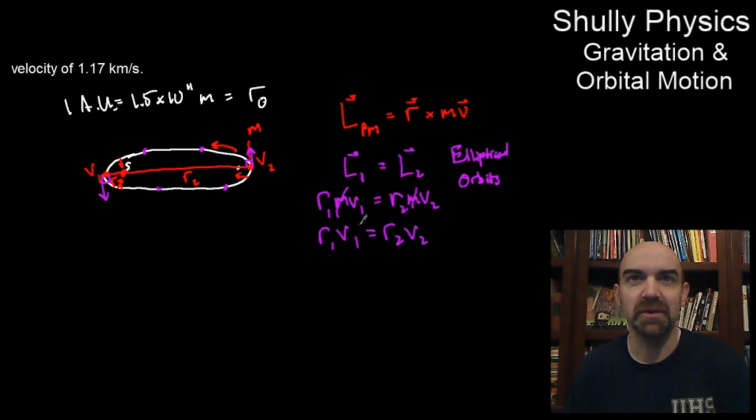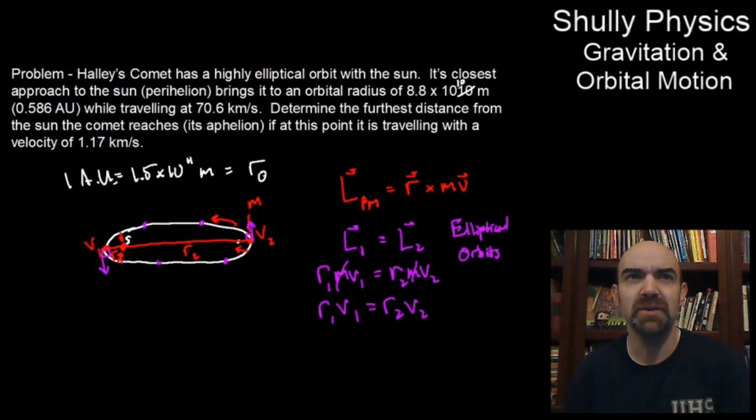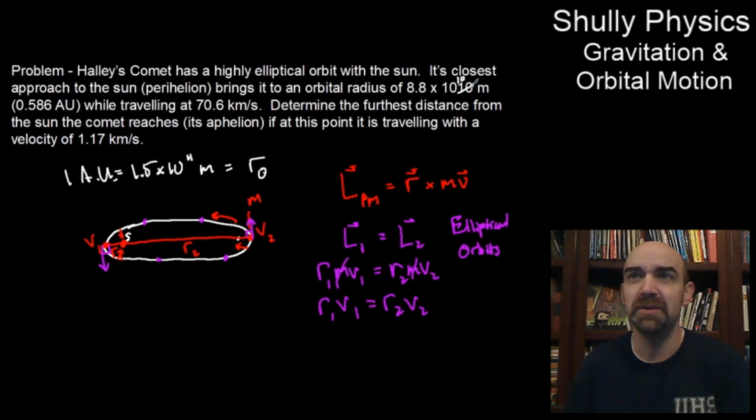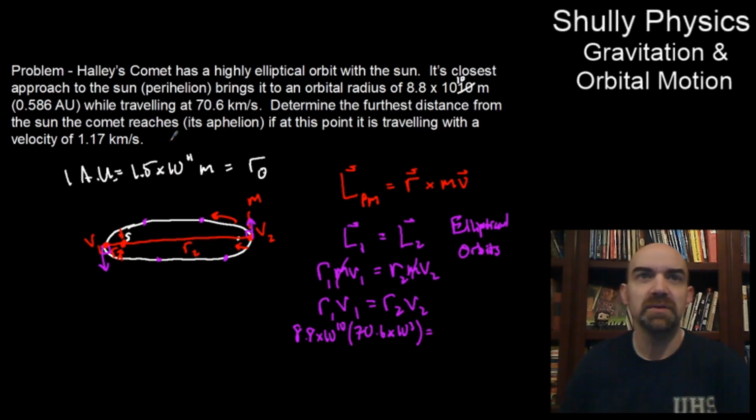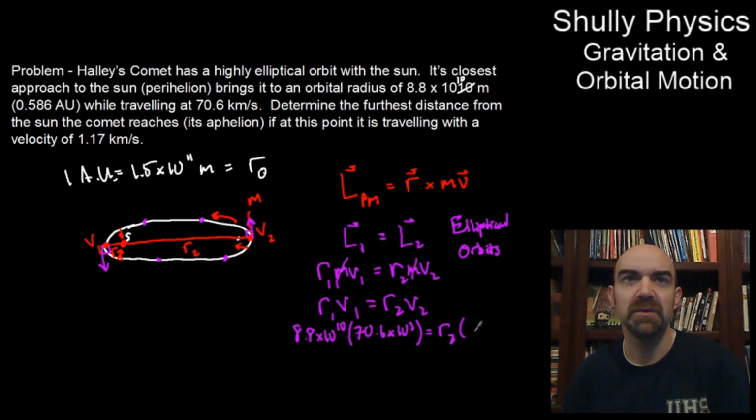We plug in our closest approach, and you can use either AUs or meters. I'll go ahead and use meters because that's what's given. At the closest approach, we got 8.8 times 10 to the 10 meters times its velocity, 70.6 kilometers per second. We're going to change that to meters, so I'm just going to do times 10 to the third. That'll be meters per second. Equals, what is its furthest distance? We've got to find R2. R2, where are you?